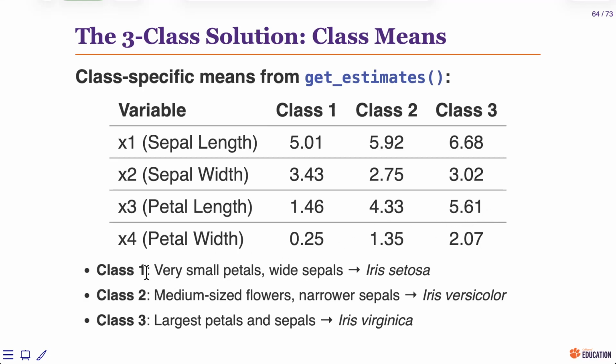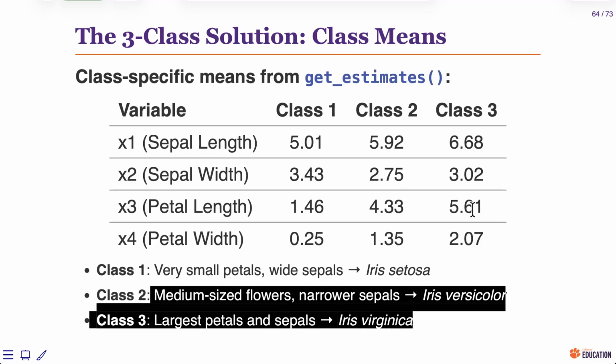So what this is telling us is class 1 has very small petals and very wide sepals, which follows the iris setosa variety of the iris. Whereas class 2 had medium-sized flowers and narrower sepals, and that's iris versicolor. And then class 3 had the largest petals and largest sepals, which is iris virginica. So class 2 and class 3, interestingly, are harder to distinguish.